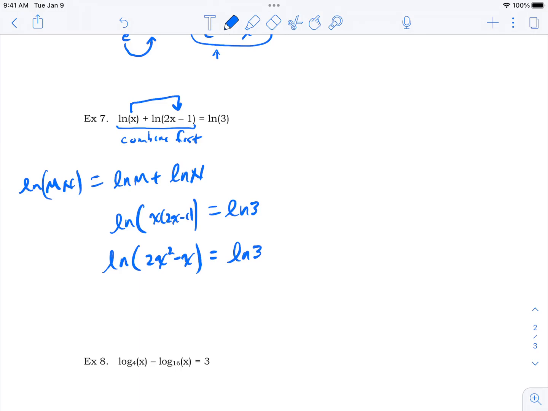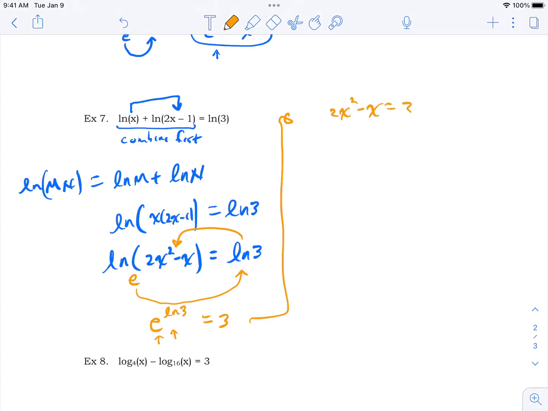Now you could do swooshy move. You would say e raised to the power of log 3 is equal to this stuff. But by the way, what is e to the natural log of 3? E to the natural log of 3 is just 3. Remember, these are inverses. They cancel each other. Exponential base e, log base e, they cancel each other. If you put a 3 into both of them like that, you're going to get a 3 out. It's just a 3. So what we've got then is 2x squared minus x is equal to 3. Just 3.